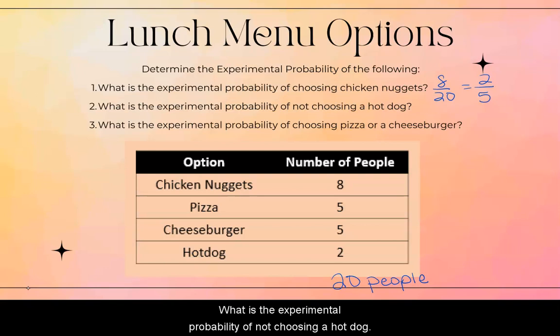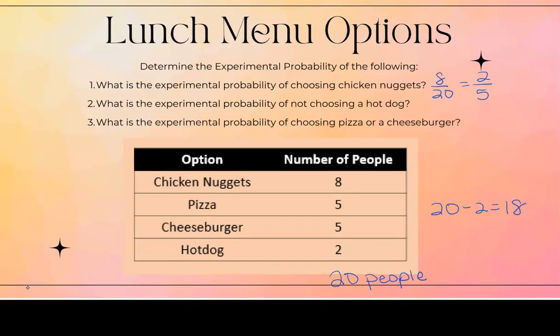Question 2, what is the experimental probability of not choosing a hot dog? For this problem, it is recommended to subtract the number of hot dogs from the total because that leaves everything but the hot dog. When you subtract 2 from 20, we are left with 18. The probability of this question would be 18 out of 20, but we have to stop and simplify, which in return gives us 9 out of 10, or 9/10.